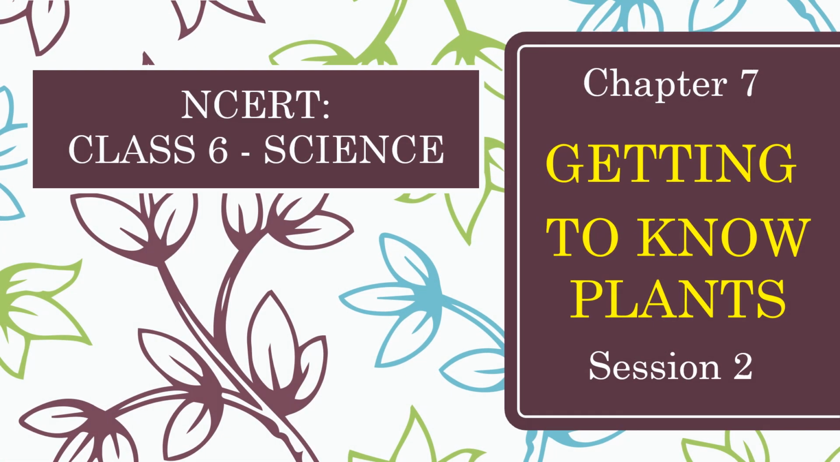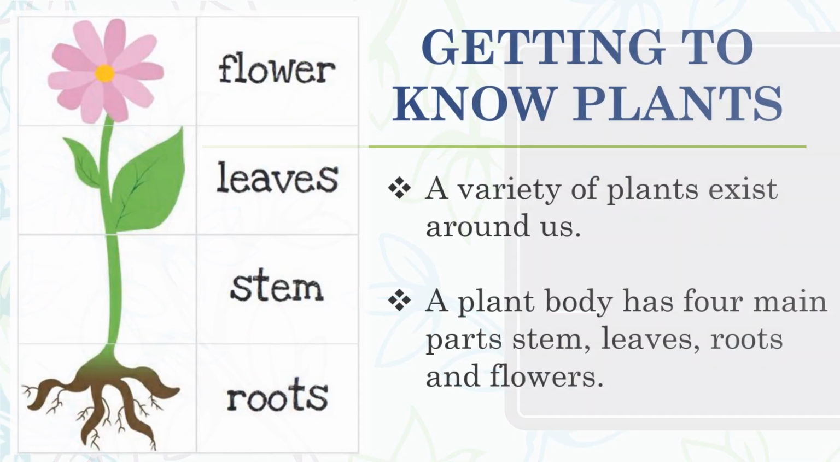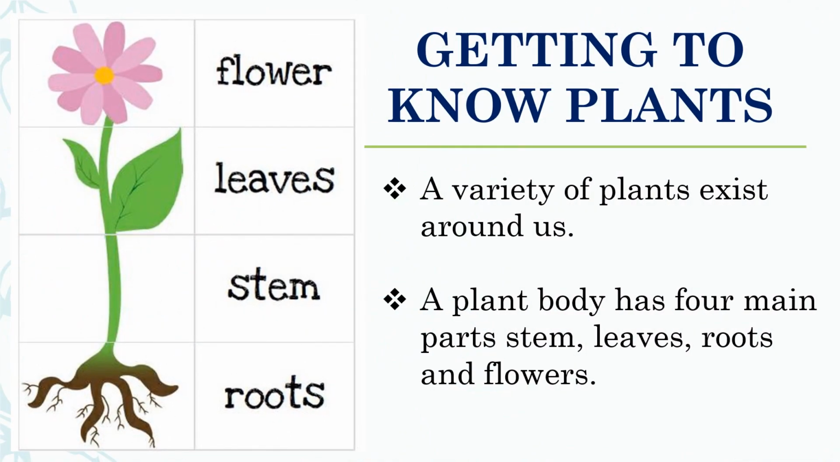Class 6 Science Chapter 7 Getting to Know Plants Session 2. After studying about herbs, shrubs, trees, creepers and climbers, now it's time to study about parts of a plant. A plant body has 4 main parts. They are stem, leaves, roots and flowers. We are going to study each one of them in detail. Let's start with the structure and functions of the stem.